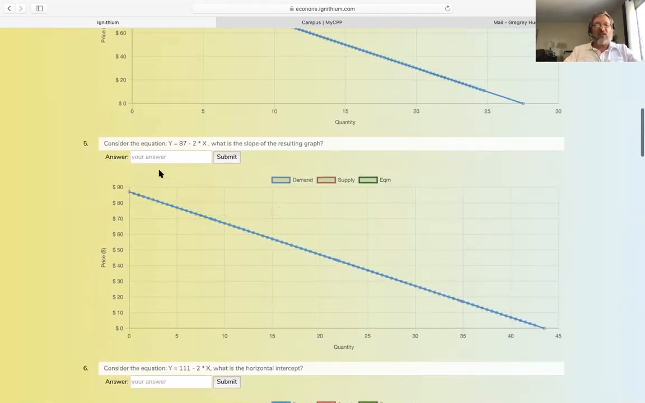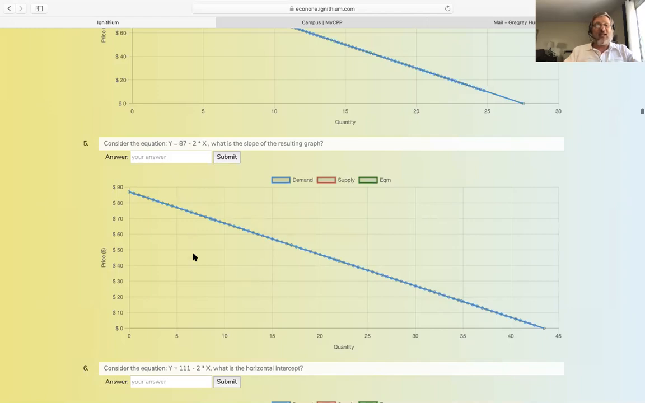Okay, so let's look at this next one. Consider this next equation. What's the slope of the graph? So anybody want to volunteer for that one? Okay, so I think Anthony volunteered. Anthony? Yeah. Okay, so what do you come up with? So it would be -2, right?